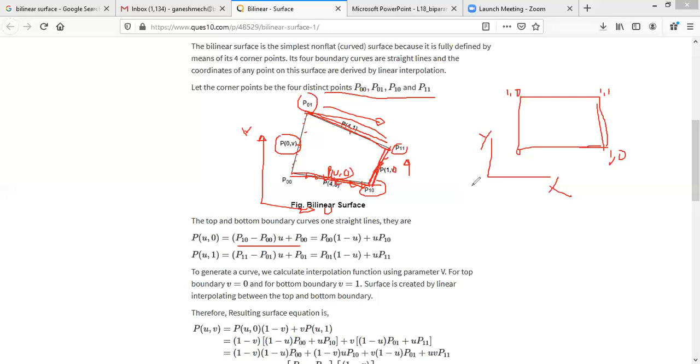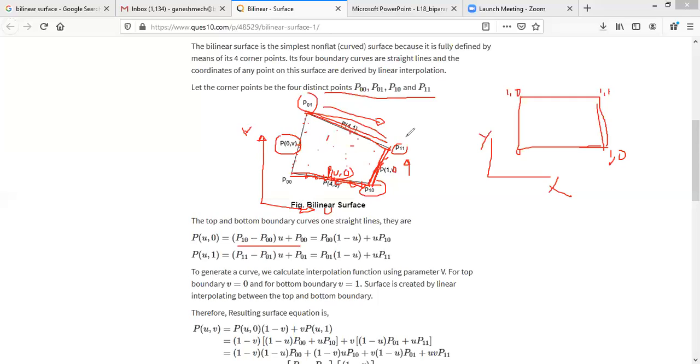Now, by defining these four boundary equations, especially the boundary curves, any point inside this surface, inside this boundary, we can find by interpolation functions, where we make use of the parameter u. However big or small the surface is, we generally consider the parameter value to vary from 0 to 1, that is from 0% to 100%. We can take it in simpler terms.